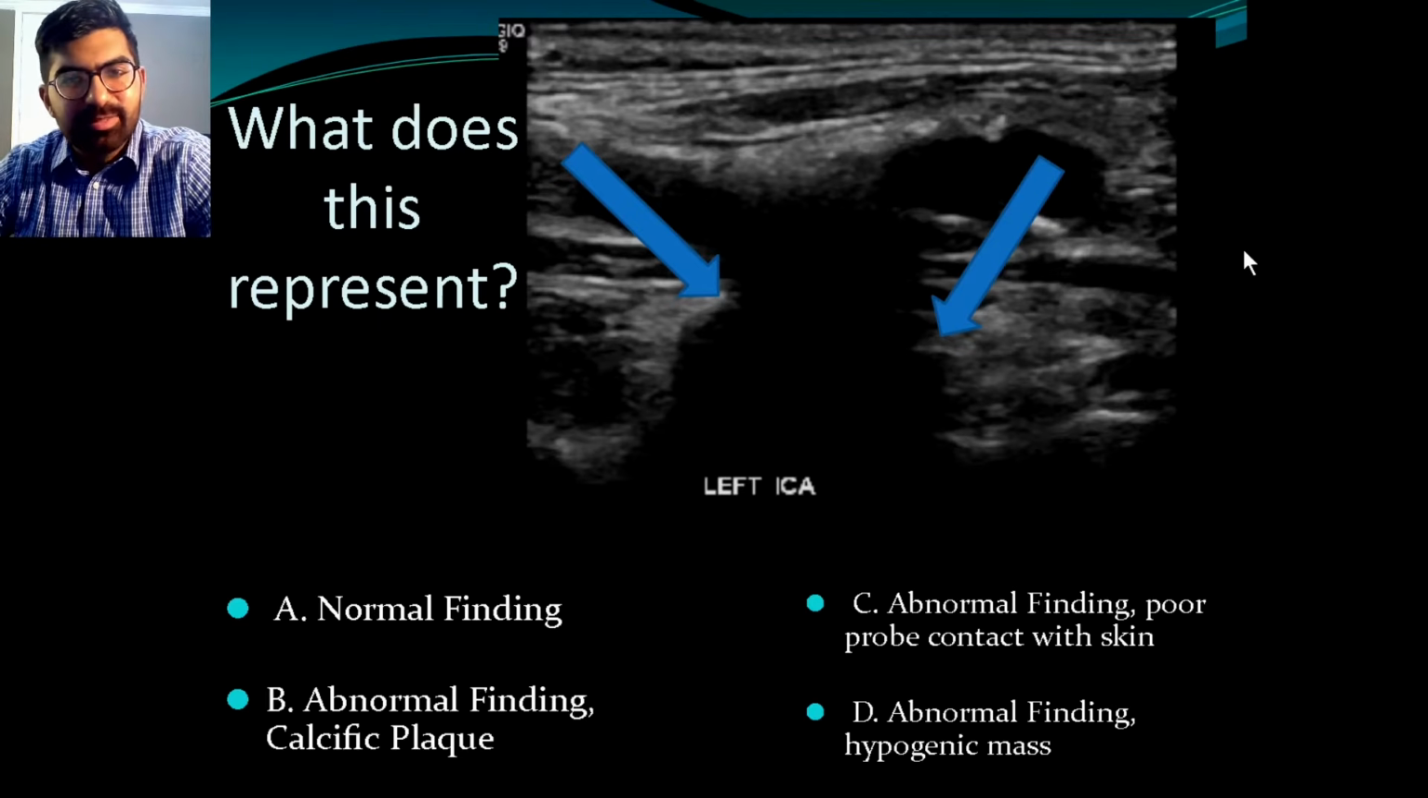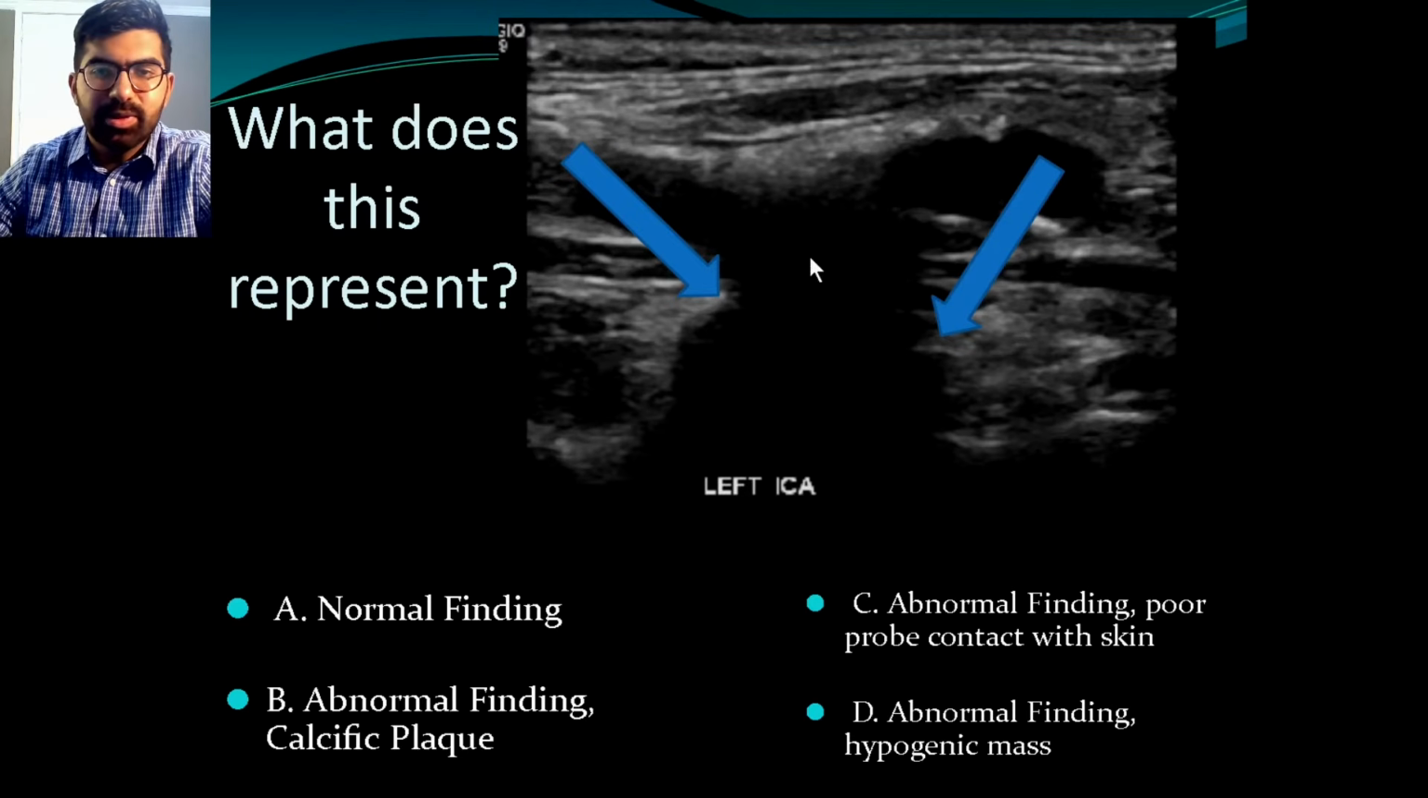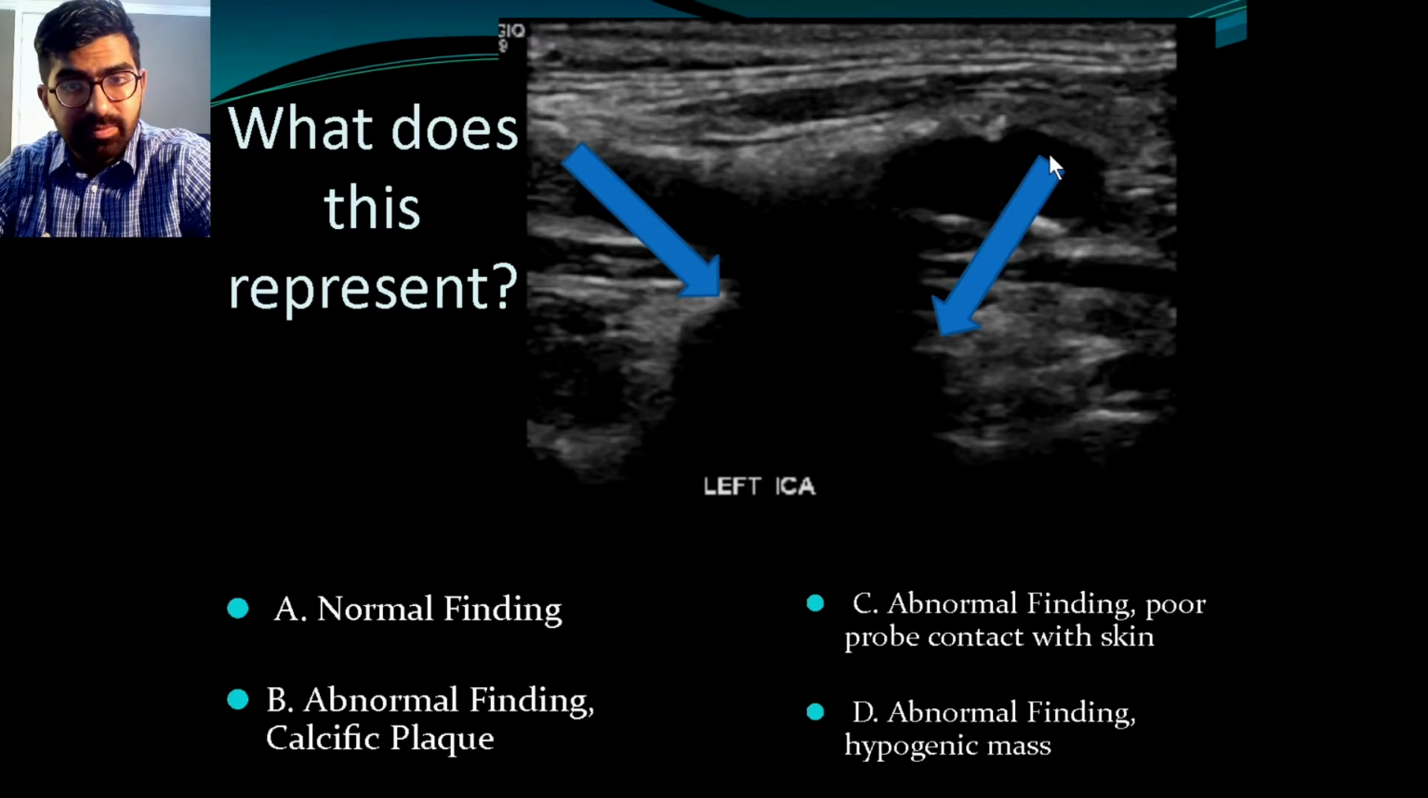So what does this represent? And these arrows are pointing to this right here. Is this a normal finding? Is this B, an abnormal finding, which represents calcific plaque? Is it C, an abnormal finding, which represents poor probe contact with the skin at that location? Or is it D, an abnormal finding which represents a hypoechoic mass? So take a second and think about it.